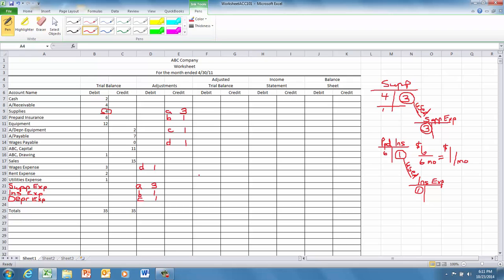Okay, so there are my 4 adjustments, and now I can total up each debit and credit column. So I have 6 here in the debits and 6 here in the credits. So my debits equal my credits, so I'm good to go.